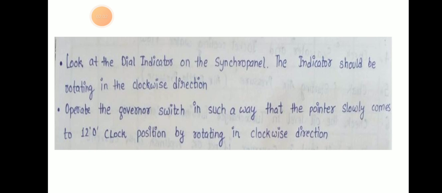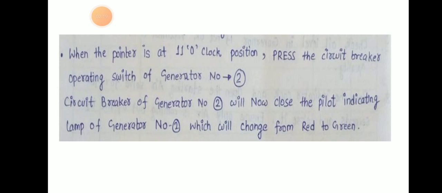We have to look at the dial indicator and ensure that it is moving in a clockwise direction. We operate the governor switch as the pointer slowly comes near the 12 o'clock position. And when the pointer is at the 11 o'clock position, we have to press the circuit breaker. So the circuit breaker is closed and it should come on load.